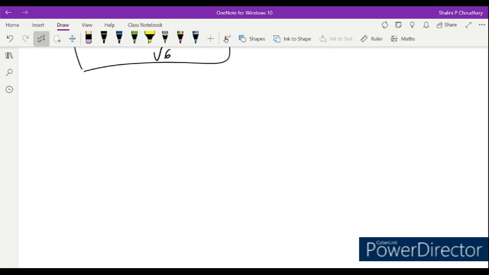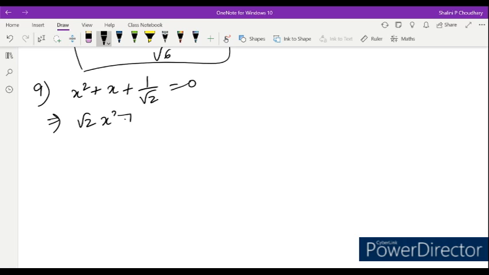Now next question, question number 9. X square plus x plus 1 upon square root of 2 is equal to 0. Okay, so we can solve this. It will be square root of 2 x square plus square root of 2x plus 1 is equal to 0.